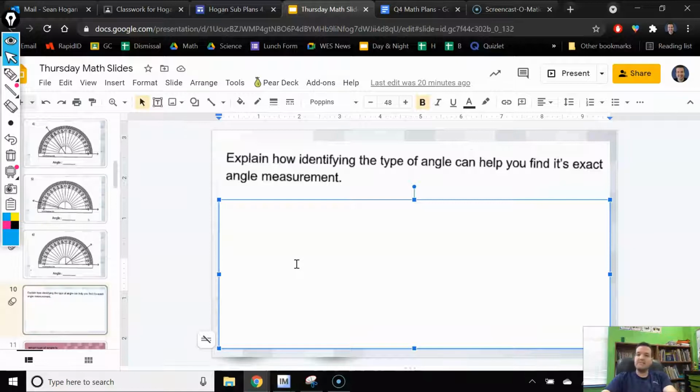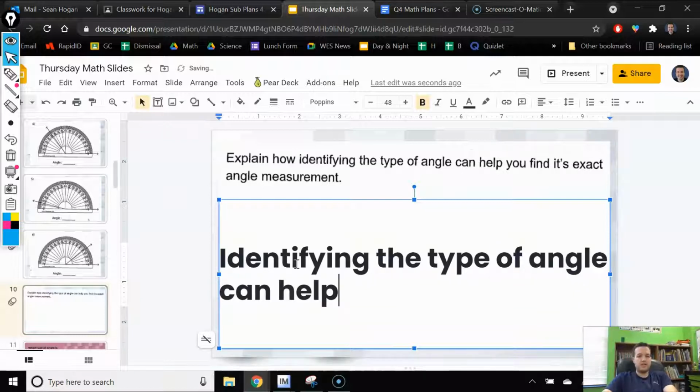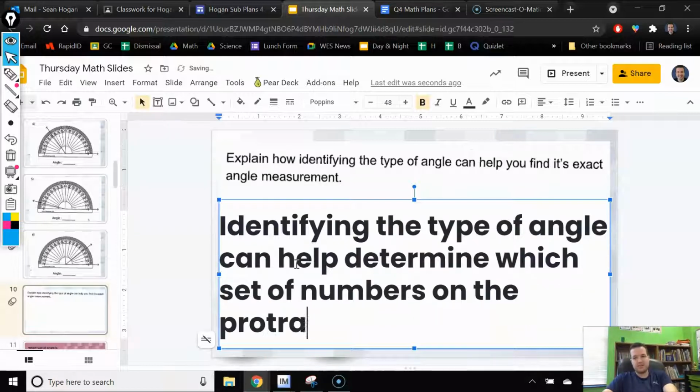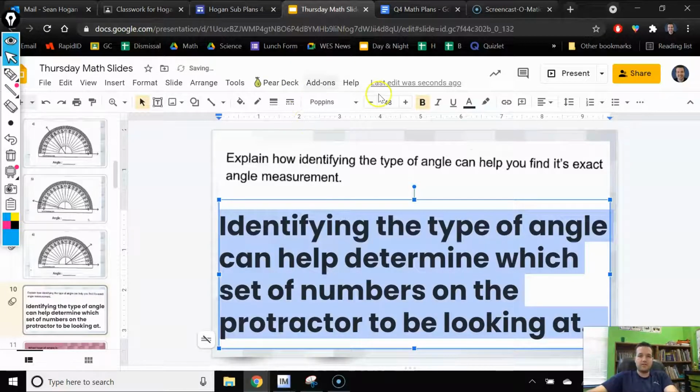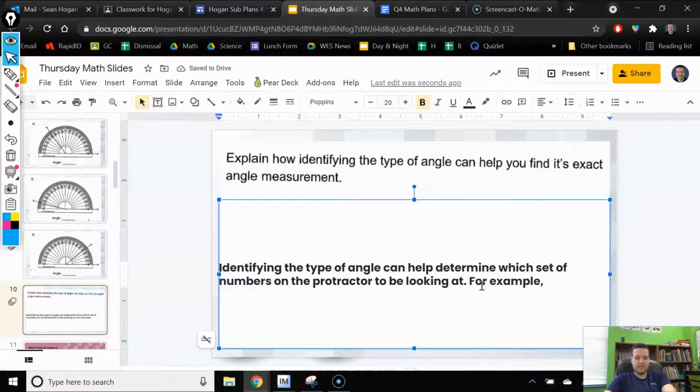I know you may or may not be done writing your sentence out, but just something to think about is identifying the type of angle can help determine which set of numbers on the protractor to be looking at. So I gotta shrink this down. For example, you don't have to have my exact response. This is something that I am saying is a possibility.